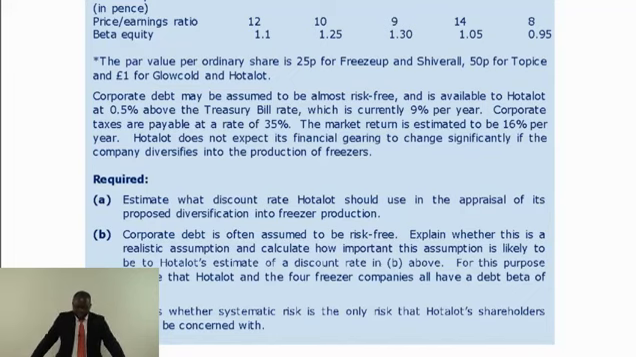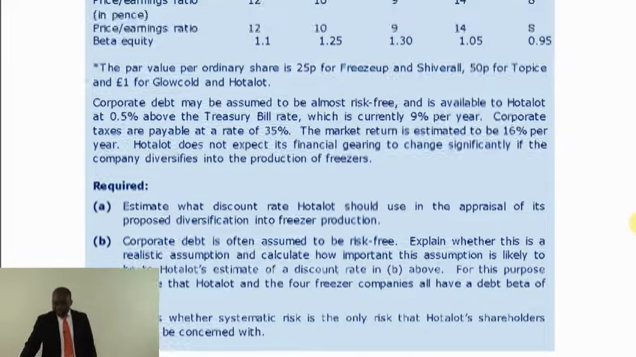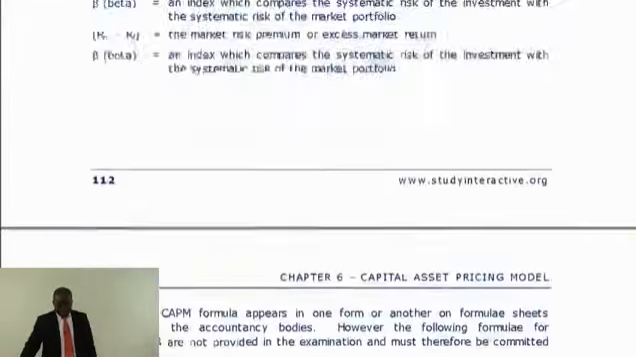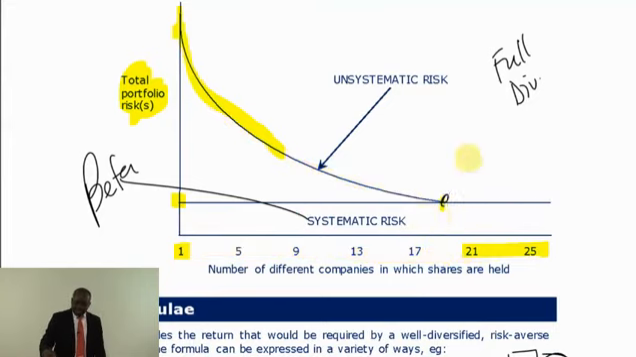Discuss whether systematic risk is the only risk that Hot Alot shareholders should be concerned with. Obviously, they shouldn't be concerned with only systematic risk. Why? Because if you remember, we said that CAPM assumes that the investor should be rational. And when the investor is rational, then the investor will have a well-balanced portfolio and all the unsystematic risks will be eliminated. So we said the unsystematic risk will be eliminated at this point, and from this point onwards, we are fully diversified.